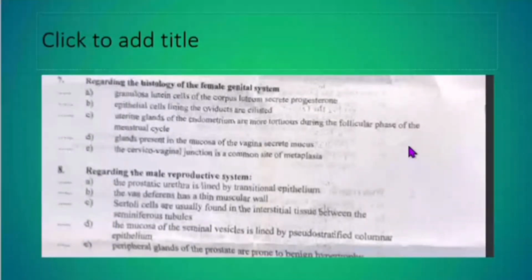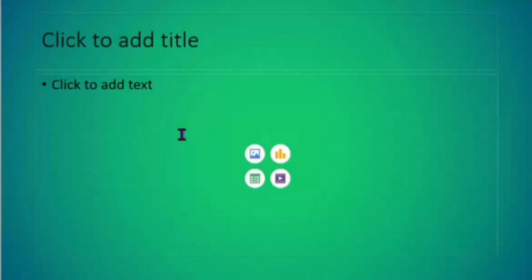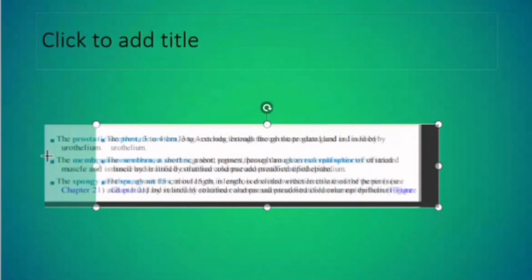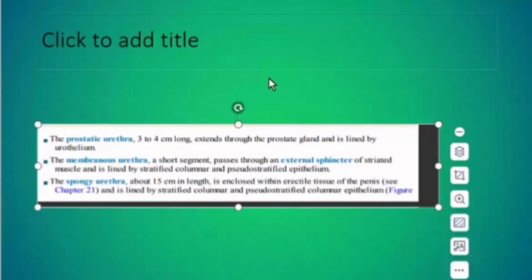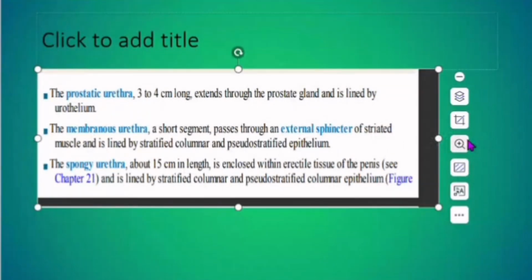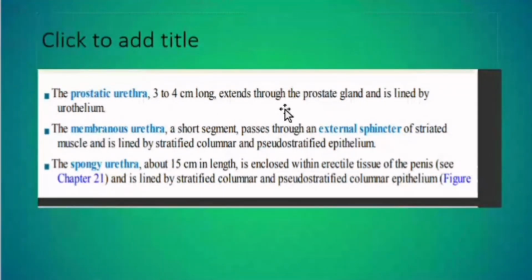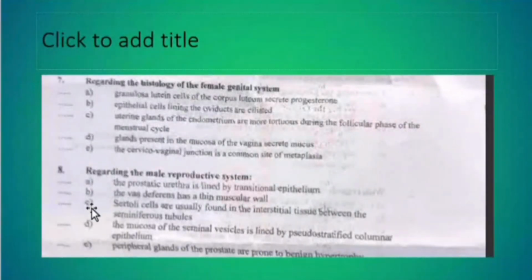Since I cannot project it, let me try and create a slide here and then paste it. Yeah, so this is just a section from Ganong that I was using. So from Janquera, it tells us about it. I think we have time to go and look at it. It says prostatic urethra from urothelium, then membranous urethra, a short segment from the external sphincter, and it's lined by stratified columnar and pseudostratified. Okay, lastly, prostatic urethra is lined by transitional. Transitional is the same as the urothelium.